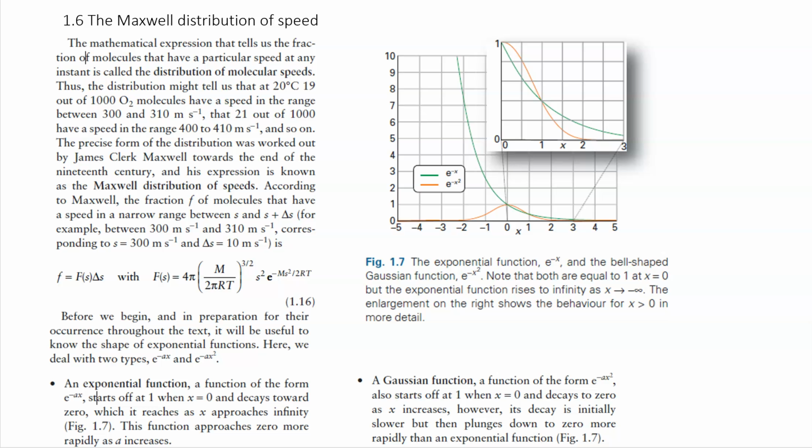The precise form of this distribution was worked out by James Clerk Maxwell towards the end of the 19th century, and this expression is known as the Maxwell distribution of speeds. According to Maxwell, the fraction f of molecules that have a speed in a narrow range between s and s plus delta s, for example 300 meters per second and 310 meters per second, corresponding to s of 300 meters per second and delta s of 10 meters per second, is the following.